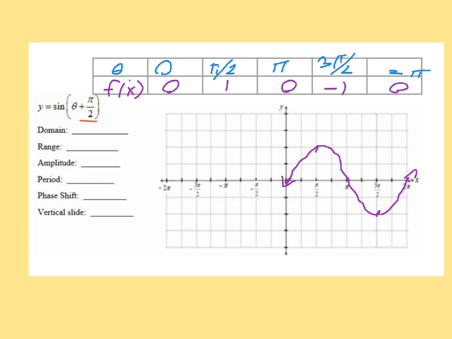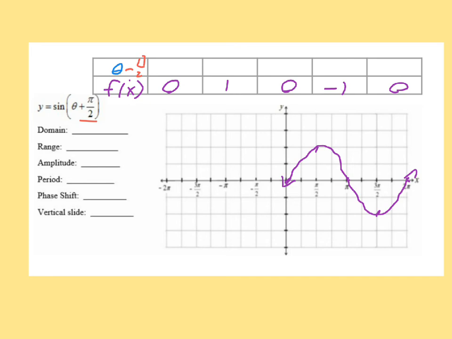Now, we take our plus pi over 2, so all of our thetas do the opposite, so minus pi over 2. So 0 minus pi over 2 will give us a new value as we subtract pi over 2 from all of these existing values.